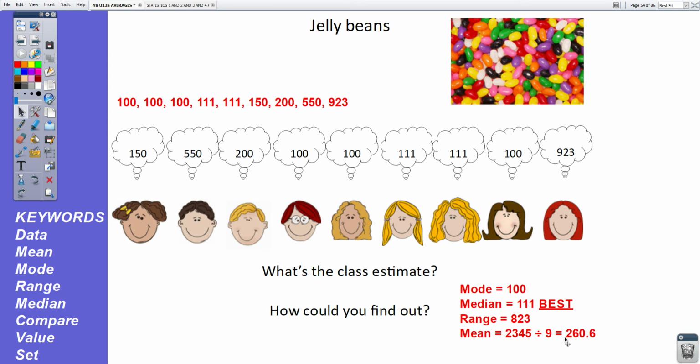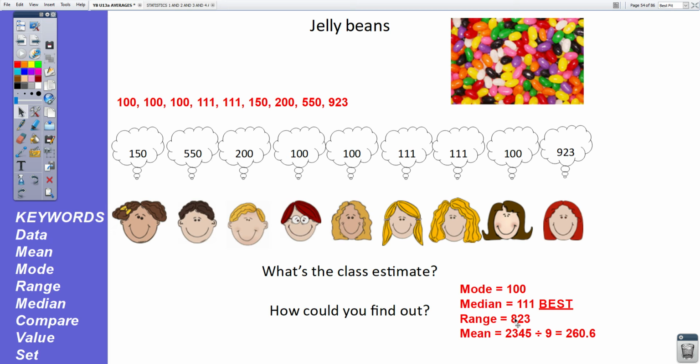Well, let's just have a look at why I've excluded the others. The mean, 260.6. The mean has been greatly exaggerated by this 923 and this 550. They've made the mean much higher than it actually is. If we look at the data values in order of size, there's only 2 data values higher than 200. So for the mean to be 260, it's been skewed because of these higher data values.